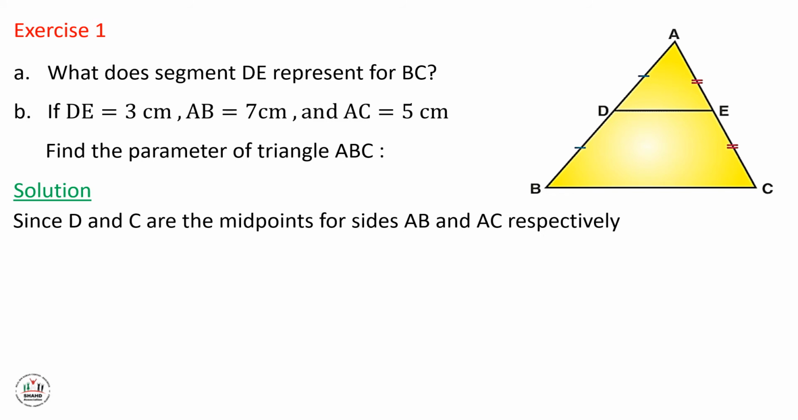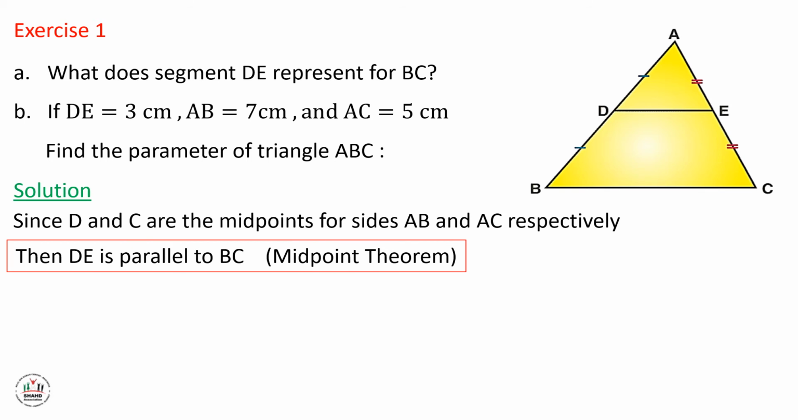So D and E are the midpoints for sides AB and AC respectively. Why? Because from the coded properties, we know that AD equal to DB, so D is the midpoint for side AB. And we know that AE equal EC. Again, we can conclude that E is the midpoint for side AC. So DE is parallel to BC by using midpoint theorem.